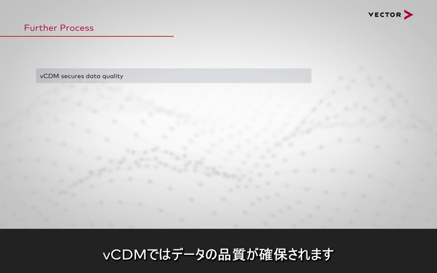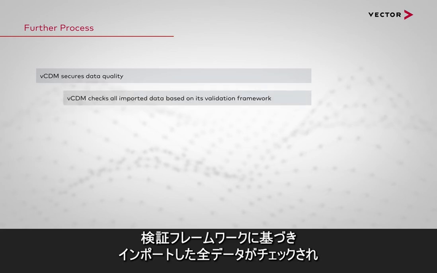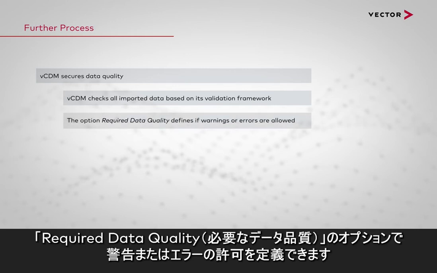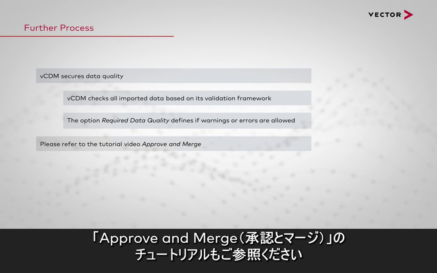vCDM helps you to secure data quality. It checks all imported data based on its validation framework. The option Required Data Quality defines if warnings or errors are allowed. Please also refer to the tutorial video Approve and Merge.